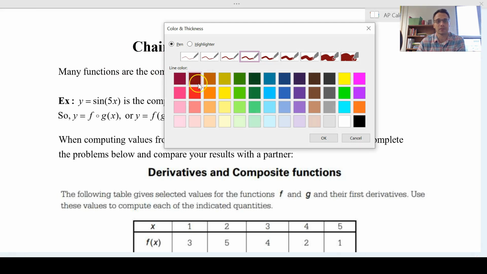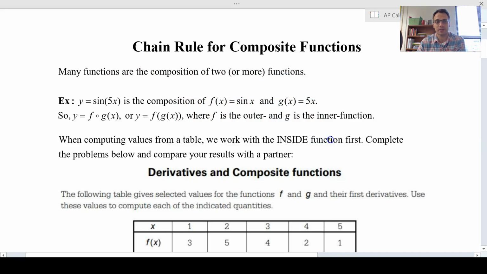Let's go ahead and pick us a color. I'm going with orange today because it's October.